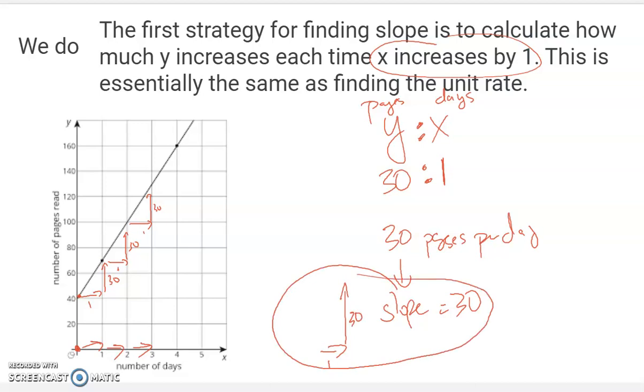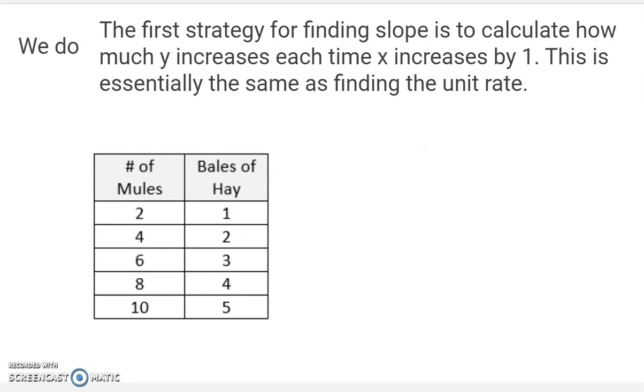Okay. Works on tables as well. This is always my x, this is always my y. We want the y to x ratio. In this case, x is mules, y is bales, and so we want how many more bales for 1 mule, right? And you'll notice this is not too bad to do. Here we go up by 2s, not by 1. 2 more mules, 1 more bale. 2 more mules, 1 more bale.